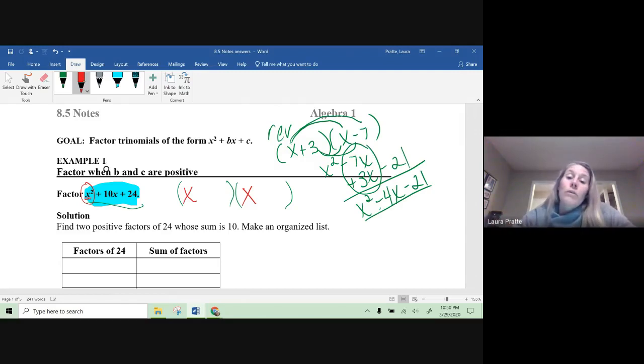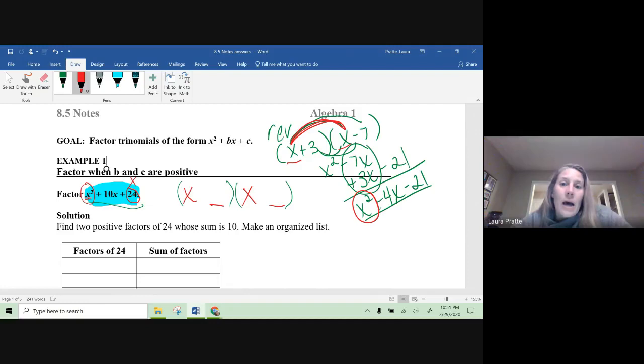So if you remember when you do your foiling, you multiply those first 2 terms, and that's where that x squared comes from. So the first step we do for the simple factoring is we just split up that x squared into an x and an x. Then the 2 numbers that are the second number in each of those binomials have to multiply together to get this c term.